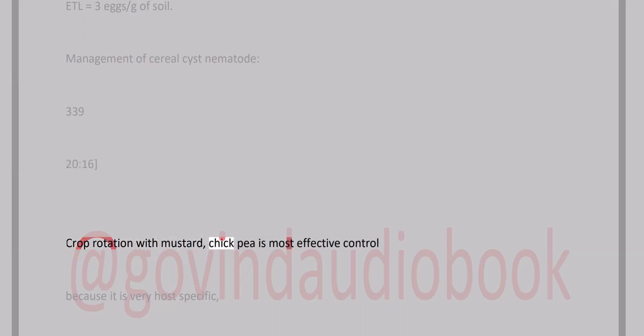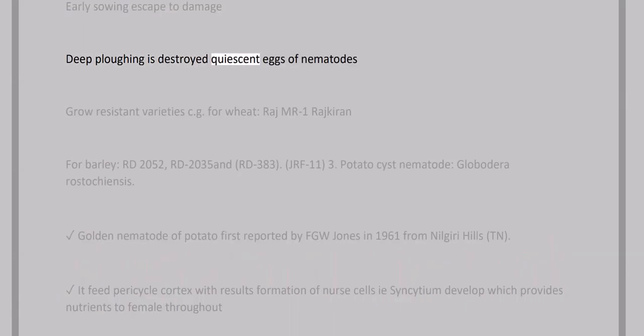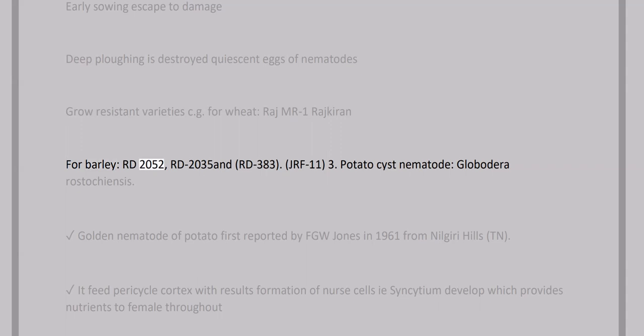Crop rotation with mustard and chickpea is the most effective control because the nematode is very host specific. Early sowing allows escape from damage. Deep plowing destroys the quiescent eggs of nematodes. Grow resistant varieties: CG for wheat, Raj MR 1 and Rajkaran for barley, RD 2052, RD 2035, and RD 383.